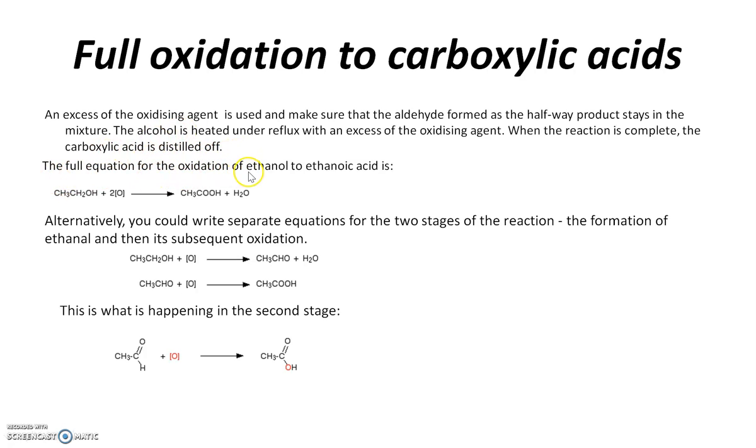The full equation of the oxidation of ethanol to ethanoic acid is: ethanol will get more oxygen from the oxidizing agent and directly convert to carboxylic acid, that is ethanoic acid. Alternatively, you could write separate equations for the two stages. First, ethanol forms ethanal, and then ethanal will change to ethanoic acid. So this is what is happening in the second stage, addition of oxygen.